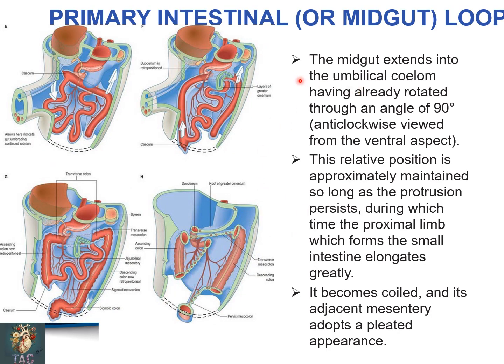So the midgut then extends into the umbilical coelom, having already rotated through an angle of 90 degrees counterclockwise, viewed from the ventral aspect. This relative position is approximately maintained so long as the protrusion persists, during which time the proximal limb, which forms the small intestine, elongates greatly. In this diagram you can see the proximal part is greatly elongated, and there is folding, and because of this elongation and folding, the dorsal mesentery of the small intestinal loop also adopts a pleated appearance.